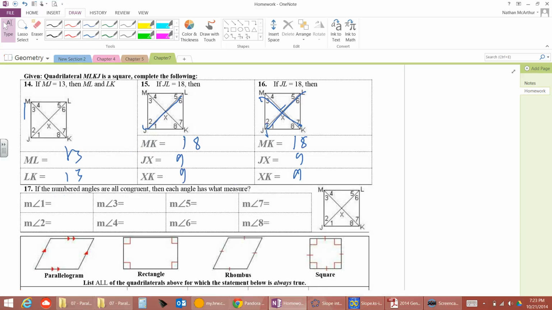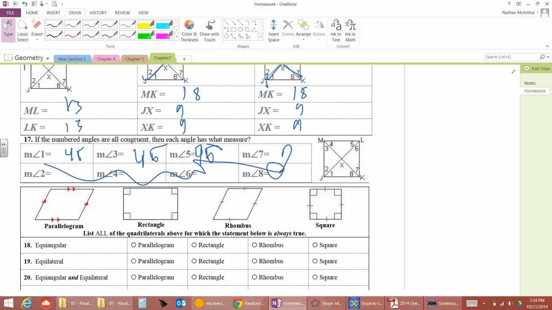So now, if we look at the shape here, if the numbered angles are congruent, then each angle has what measure? Angle 1 equals 45. If all the numbered angles, so 1, 2, 3, 4, 5, 6, are all congruent, then they all have a measure of 45. And you go through and mark them all as 45. Okay, so they're all 45 degrees, if I'm reading that question correctly. That's the real question.